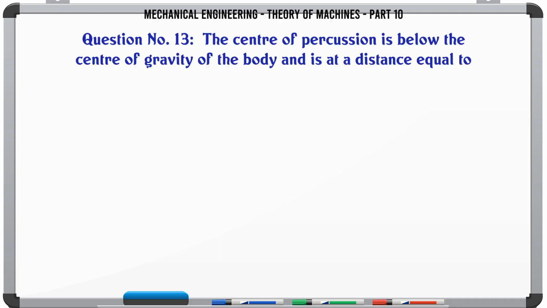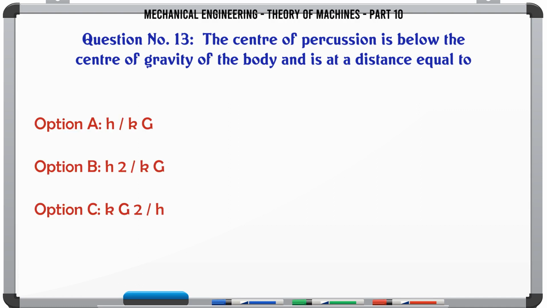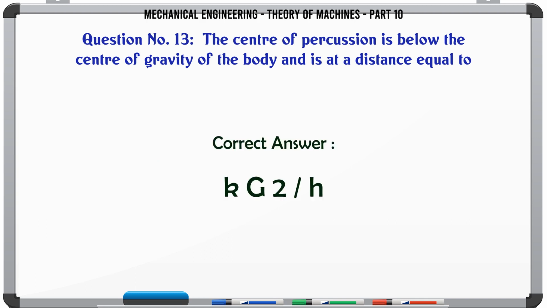The center of percussion is below the center of gravity of the body and is at a distance equal to A. h/kg. B. h²/kg. C. kg²/h. D. h × kg. The correct answer is kg²/h.